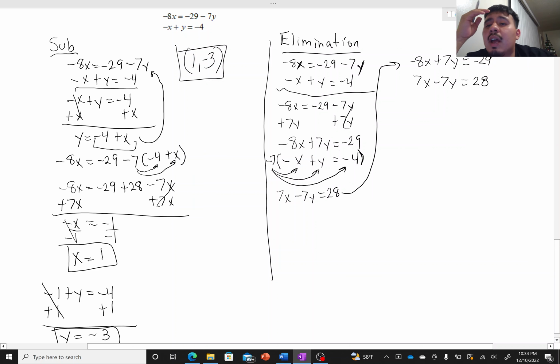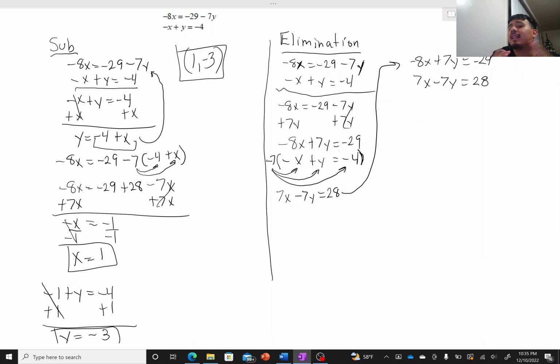All right. So now I have a positive 7y and a negative 7y. Am I going to add or subtract? I know I'm going to have to add, because if I add, I get rid of the 7y's. But what if I subtract? Let's see. If I subtract, I get negative 8x minus 7x. That gives me negative 15x. And then I have 7y minus negative 7y. The two negatives turn into a positive, so I would have 14y. So if I subtract, that wouldn't make sense.